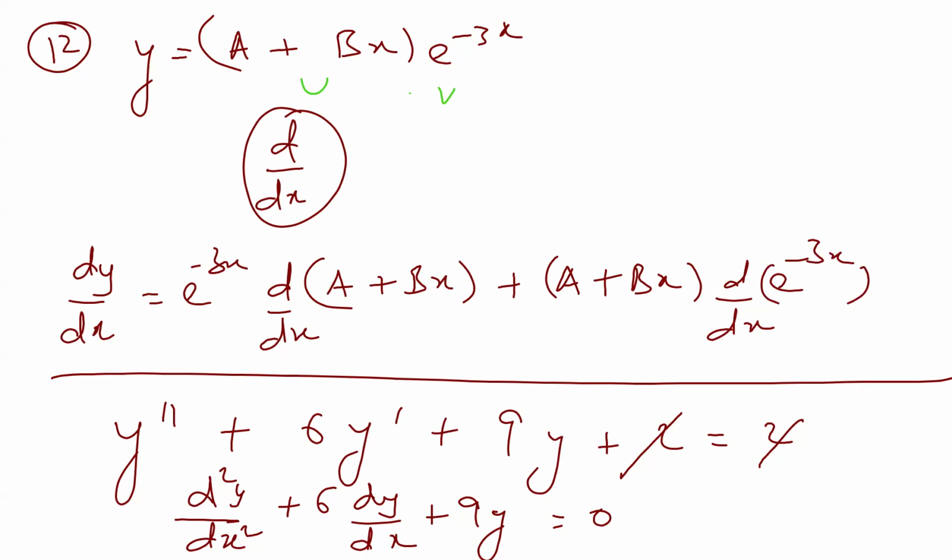Left hand side, a and b are constants that we all know. What is the derivative of a plus bx? The derivative of a plus bx is b. Correct. 0 plus b into 1. And the derivative of e raised to minus 3x is e raised to minus 3x d by dx of minus 3x. Chain rule. So I'll take you to the next slide.